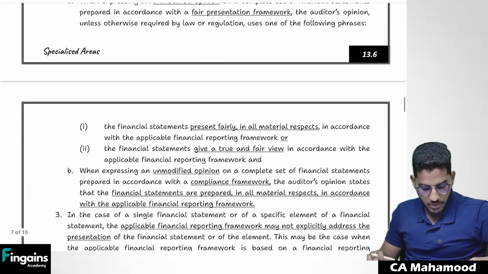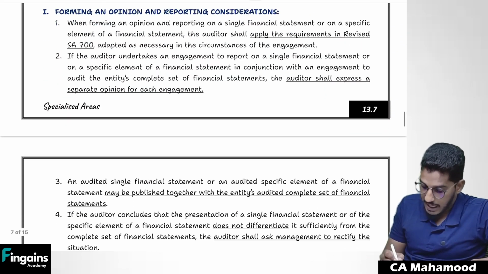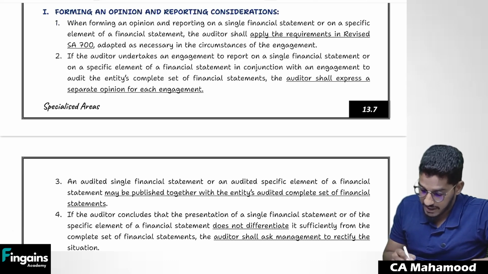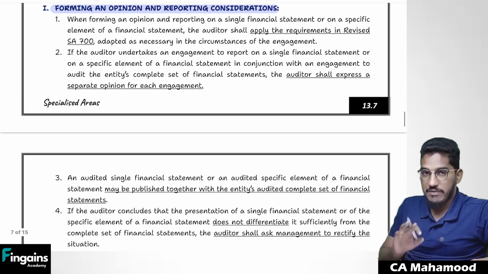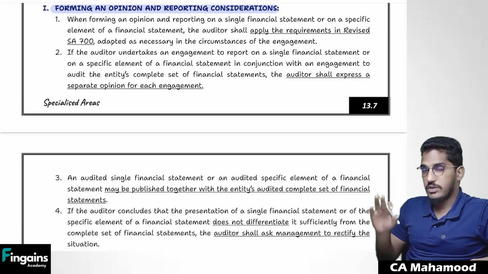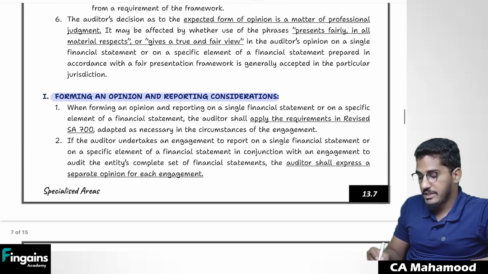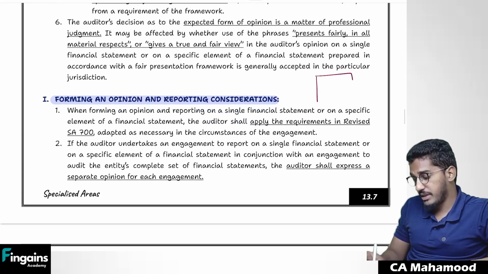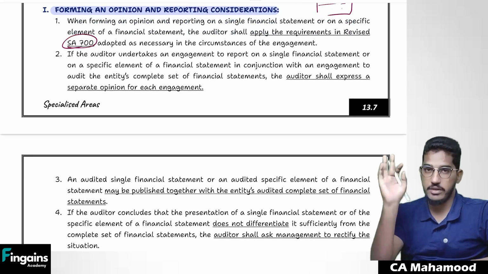Now, the next most important content from this standard is the opinion, how opinions are required to be given. After you are done with the single financial statement audit or specific element of financial statements, we are required to express an opinion. How will we express that opinion? By way of a report. We have to prepare the report as per the requirements of SA 700.